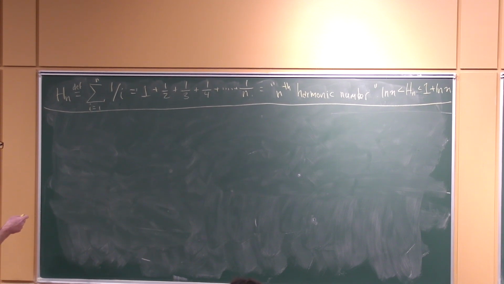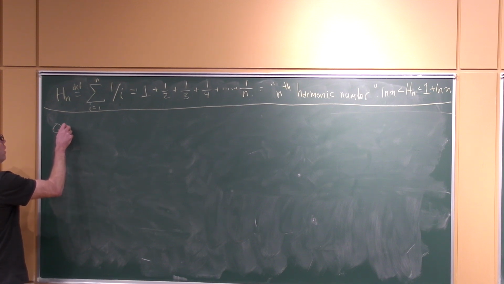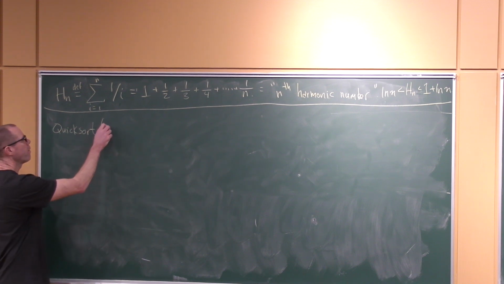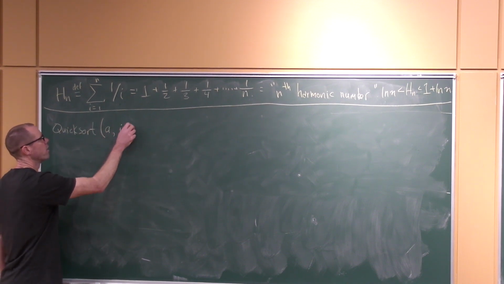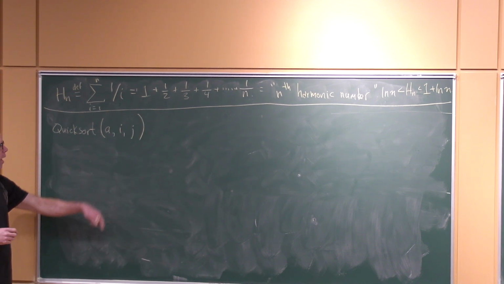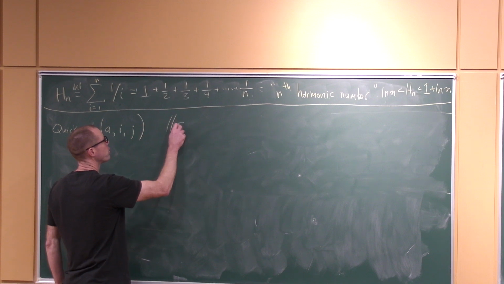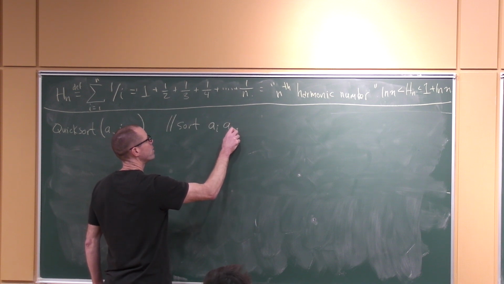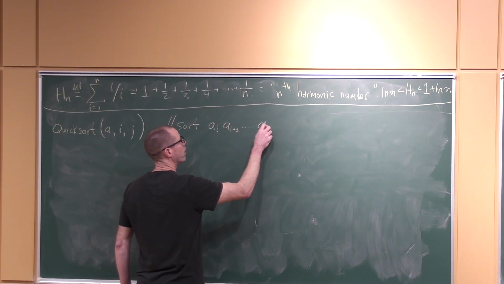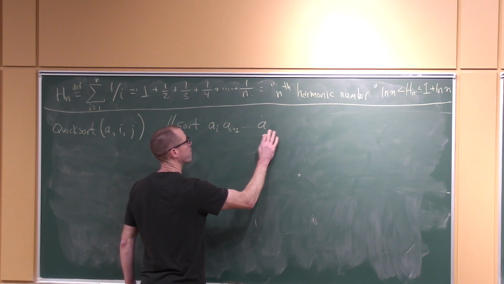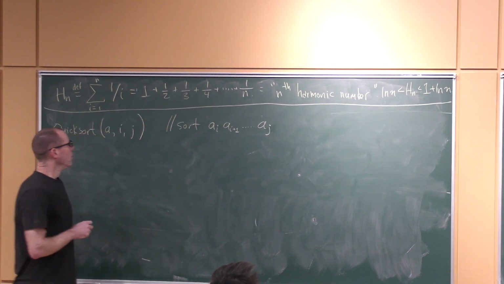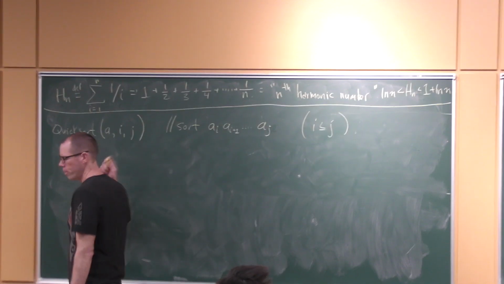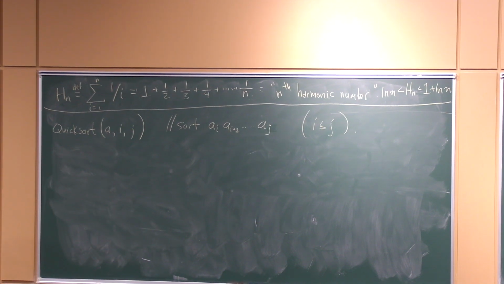And here's how it works. I'll write down some code. So quicksort takes as input an array and two indices, i and j, into that array. And it's supposed to sort the subarray a[i+1] up to a[j]. This is assuming i is less than or equal to j. It should do that, but in fact, it's going to check that first.